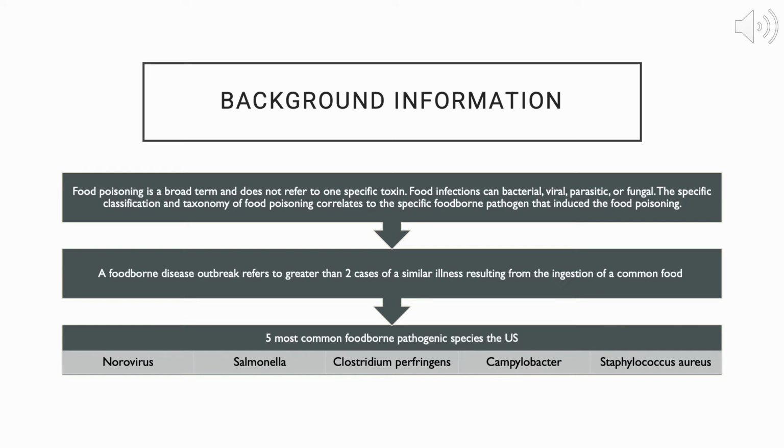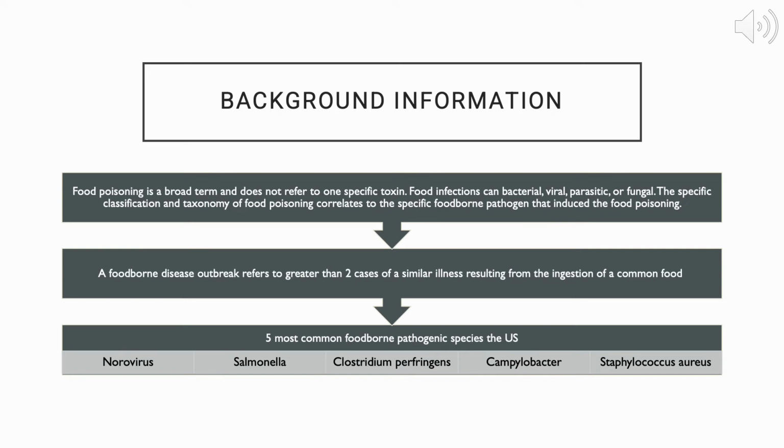Some background information on food poisoning. Again, food poisoning is a broad term. It does not refer to one specific toxin. Food infections can be bacterial, viral, parasitic, or fungal in nature. The specific classification and taxonomy of food poisoning correlates to the specific foodborne pathogen that induced the food poisoning.